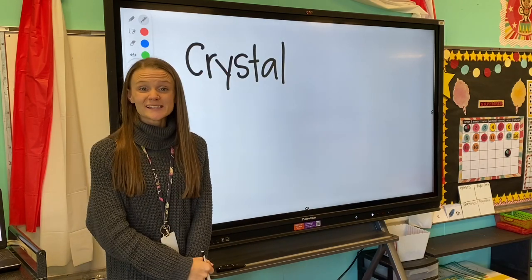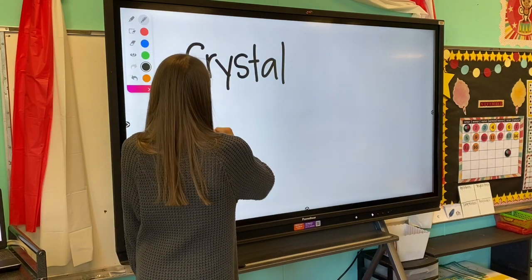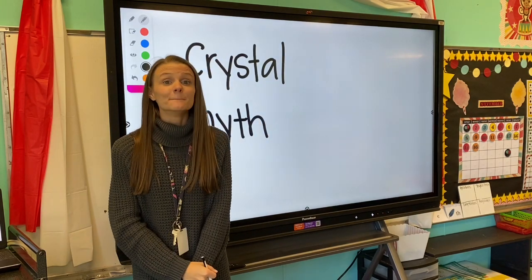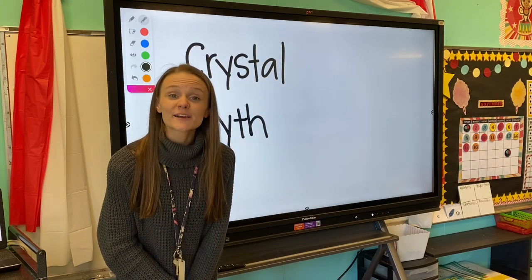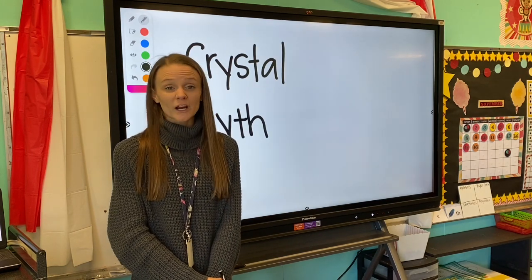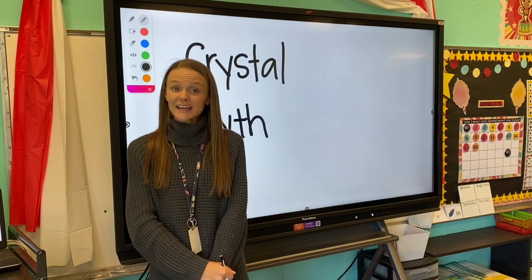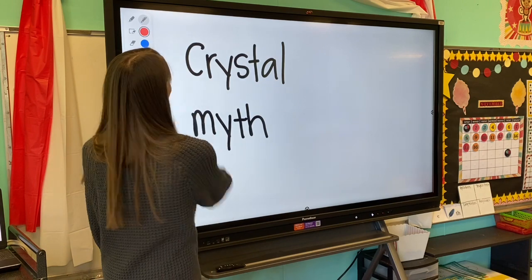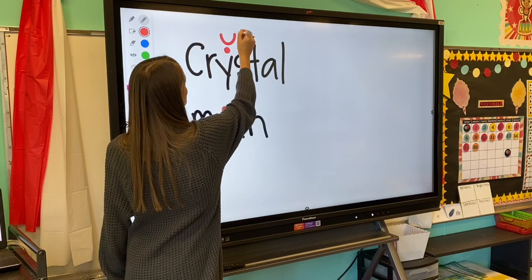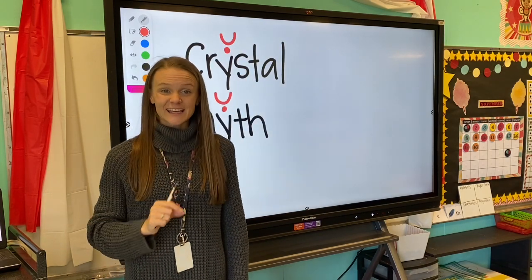My other word is myth. Myth. In the word myth, Y is also making that short I sound. So in both of these words, Y is acting as a vowel, making the short I sound. So I'm going to code them by drawing a dot on top of my Y's and making the short symbol to show that they're making a short I sound.